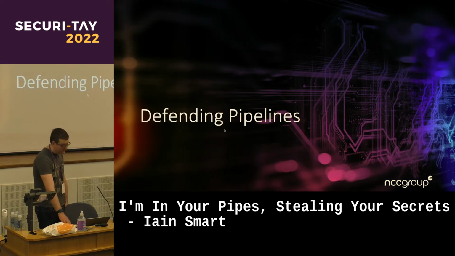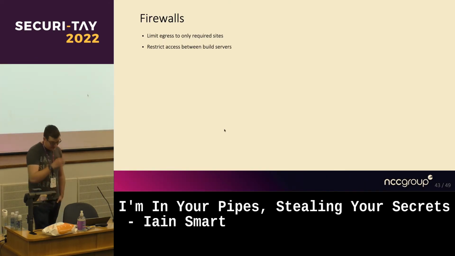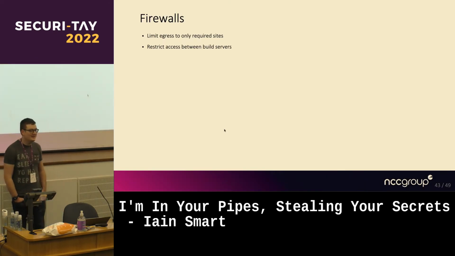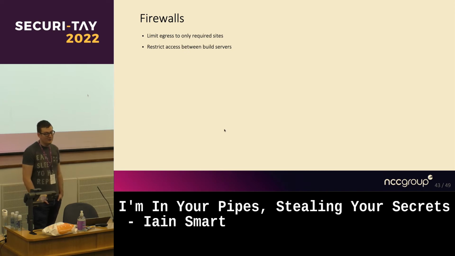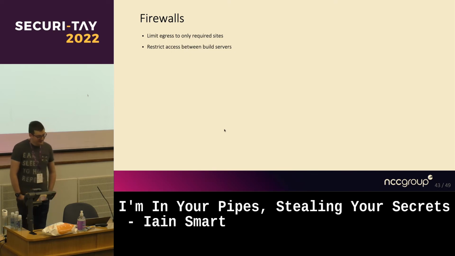So in terms of defending pipelines, what can you do? Firewalling, you probably guessed I was going to say this. Definitely limit egress to only what's needed, especially with all of the supply chain issues that are going on at the moment. And I mean the security ones, not the I can't buy a car for 7 months ones.